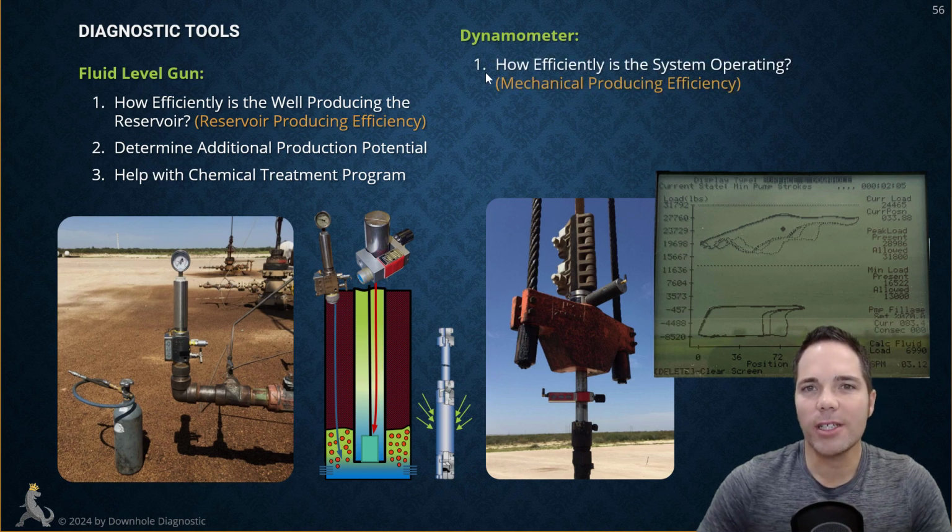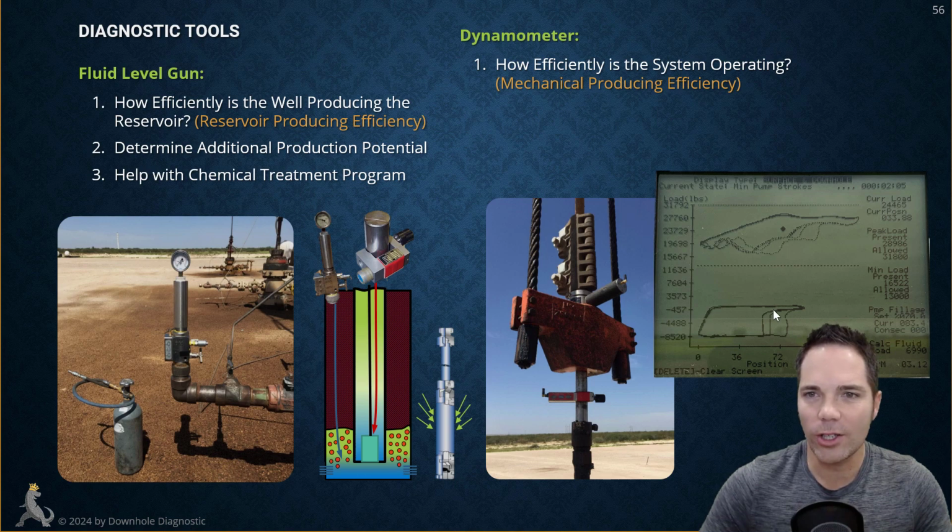And the dynamometer is going to tell you how effectively the system is operating. So it tells you the mechanical producing efficiency of the system right here. Remember, the fluid level gun's telling you how effectively you're producing the liquid, or how effectively you're pulling down on the reservoir. The dynamometer is telling you how effectively you are doing this mechanically.